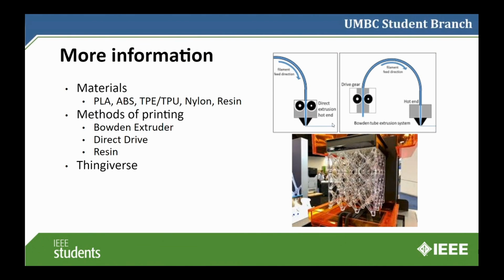Here, the direct extrusion hot end has, like I said, the motor inside of the extruder. I've never actually worked with this, but I know the advantage is that you don't have the possibility of filament getting stuck in the tube, but you do have the possibility of the filament getting stuck right here, that bridge right in between the motors and the nozzle.